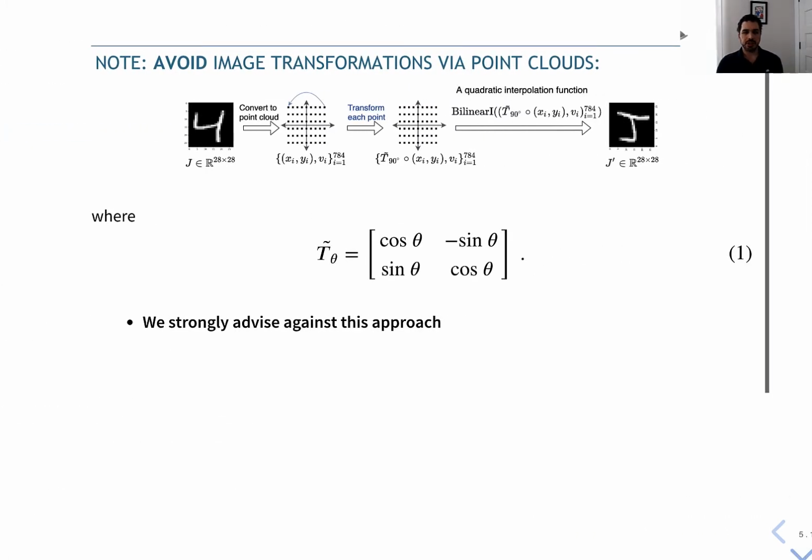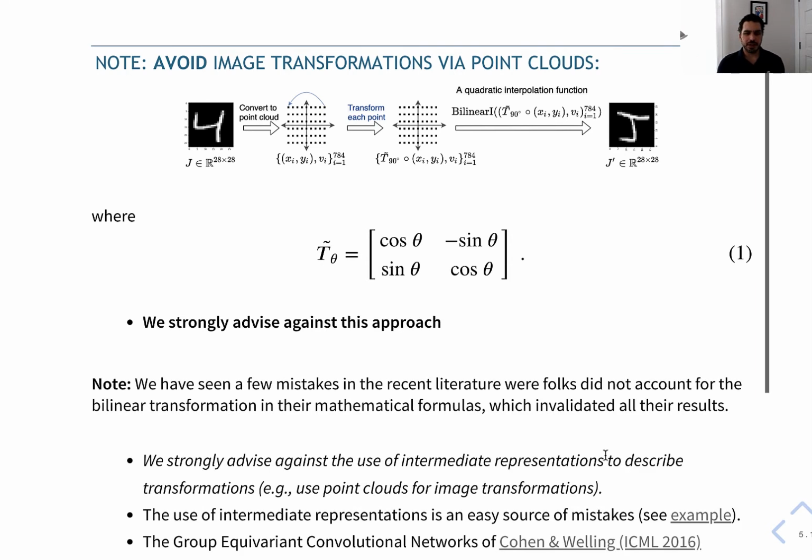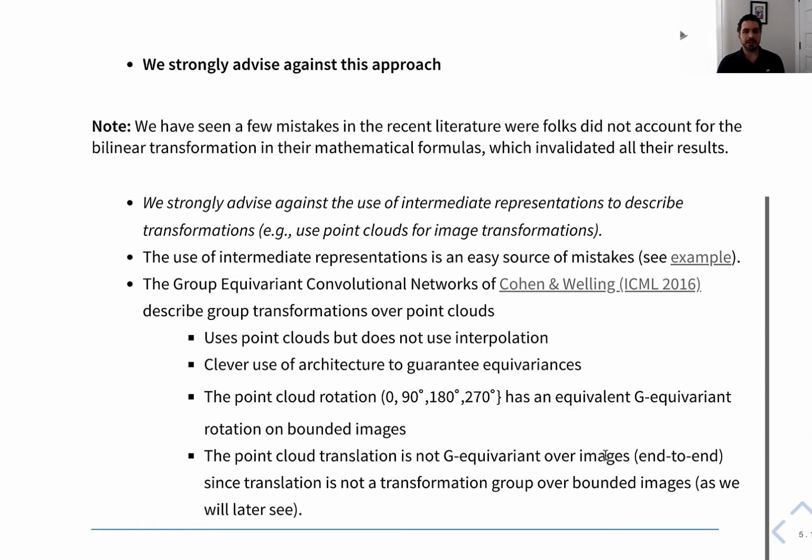One has to be careful with transformations that go through intermediate spaces, like you have an image, you make it into a point cloud, and then you have transformations over the point cloud and transform it back to an image. For instance, the work of Cohen and Welling is all correct, but I think a lot of people misunderstand what the work is about. It is G-equivariant for rotations, but of course it cannot be G-equivariant for translations because image translations are not a group.